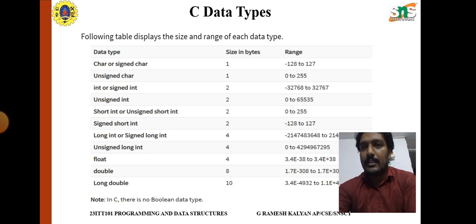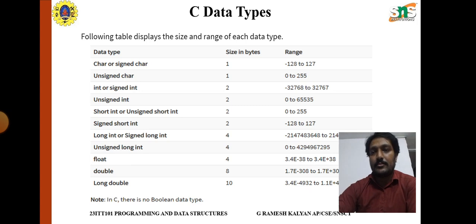These are the data types, their size and their range. The first one is character or signed character, size in bytes 1, and it ranges from -128 to 127. Next one is unsigned character, whose size in bytes is 1. Int or signed int is 2, unsigned int 2, then short int or unsigned short int 2. A long int or long signed int is 4 bytes, float is 4 bytes, double is 8 bytes, and long double is 10 bytes.